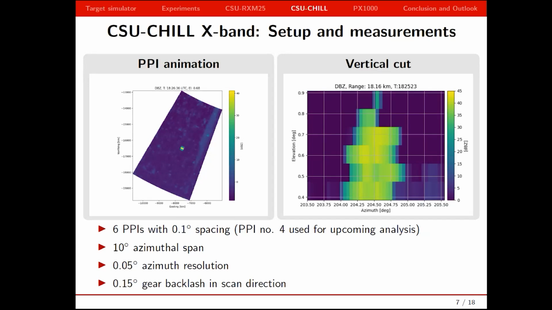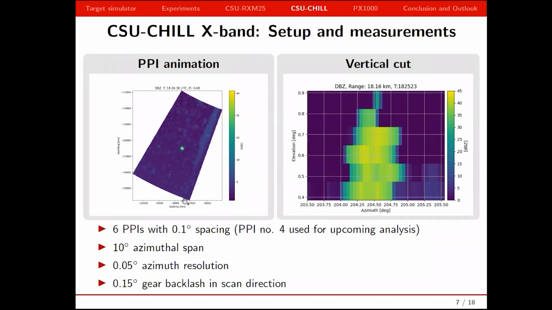So these were the data of the small X-band radar. Now we go to the large X-band radar, which is the Chill radar. We were using the same platform that was used for the small radar, but the scan strategy was a little bit different. Chill was performing 6 PPIs in the direction of the target simulator. So it was doing PPIs like this.